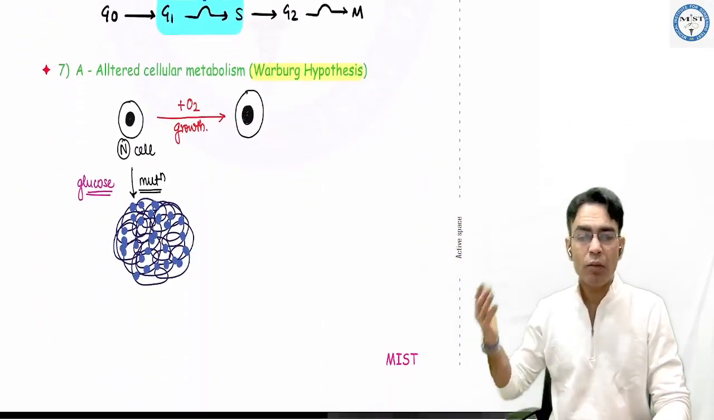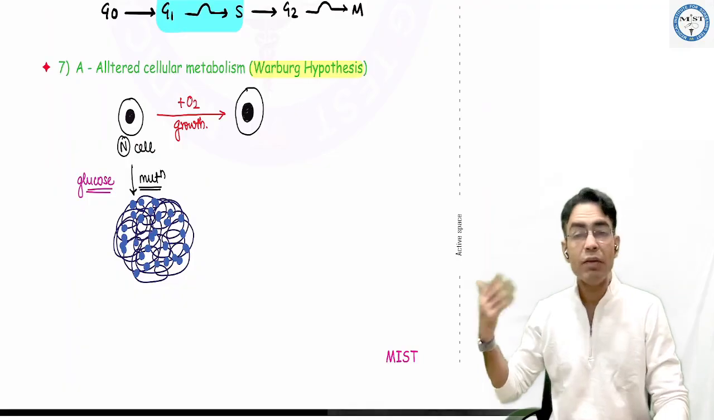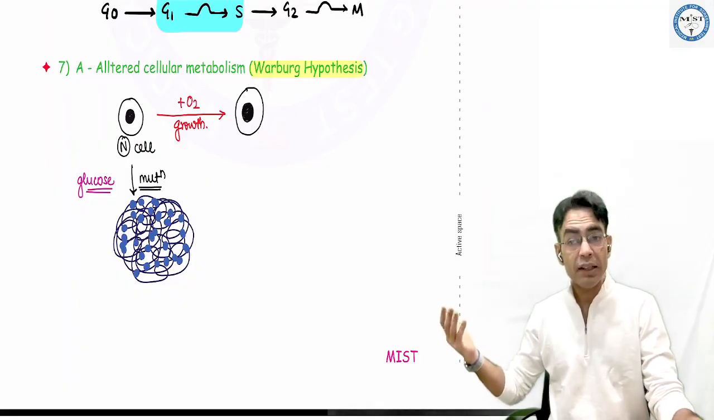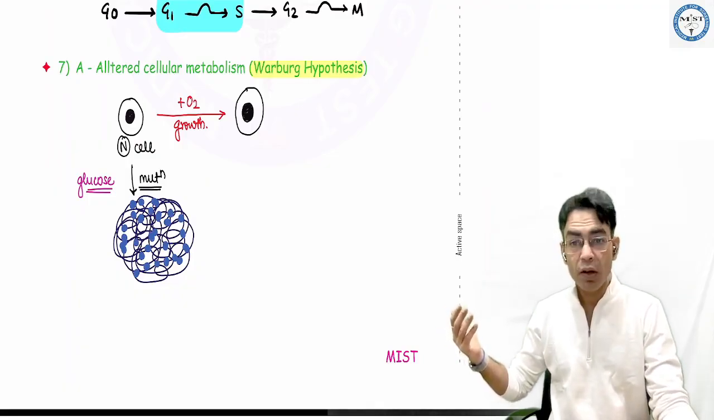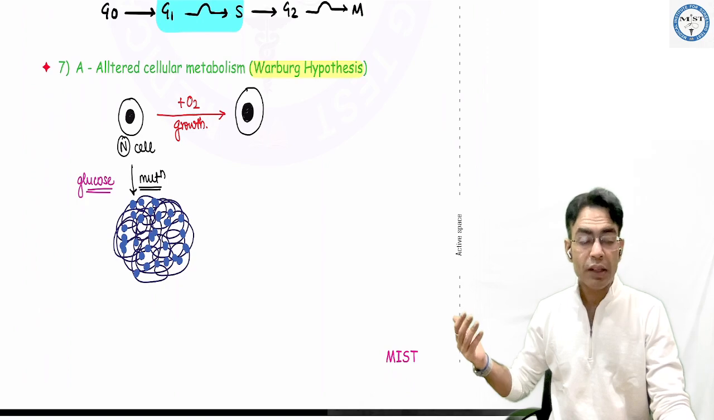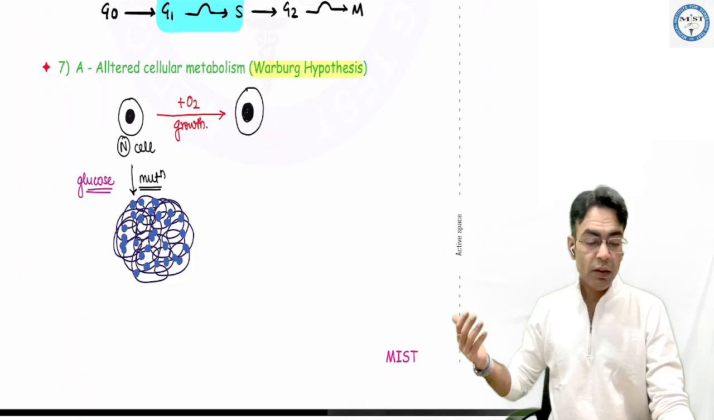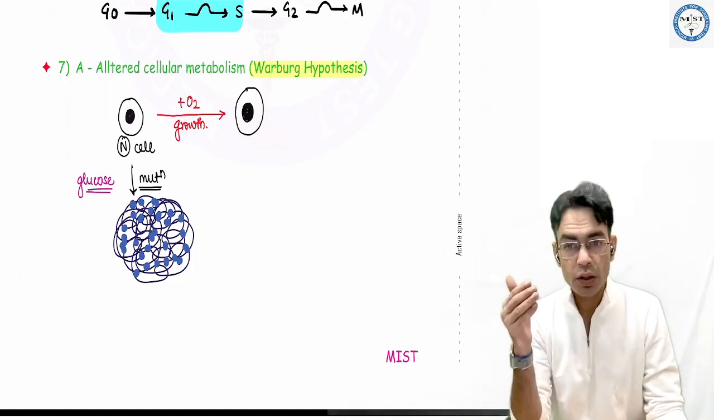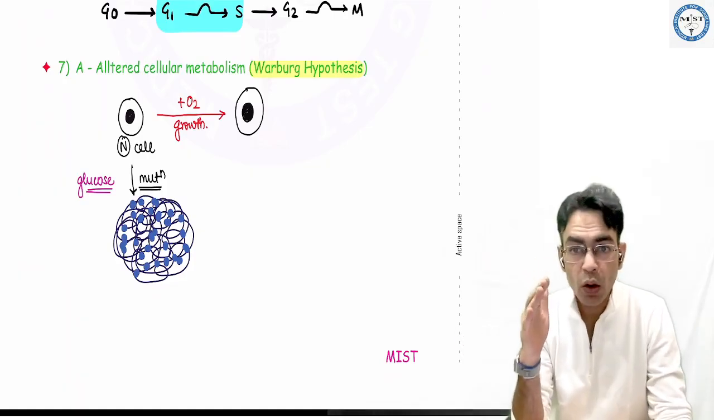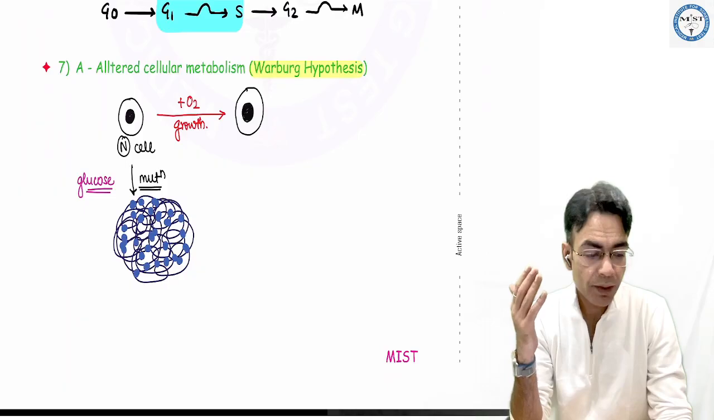Altered cellular metabolism, also called the Warburg effect. We have said that normal cells require oxygen for division, because they do aerobic glycolysis, whereas tumor cells require glucose only. They are not dependent on oxygen.